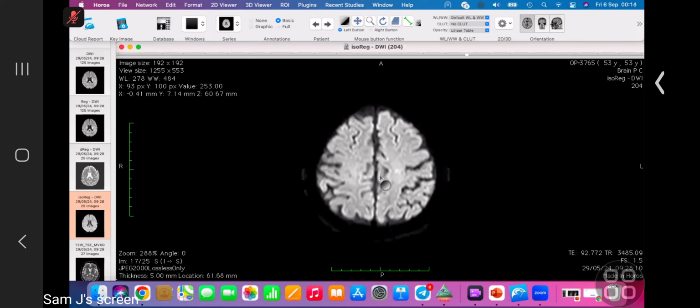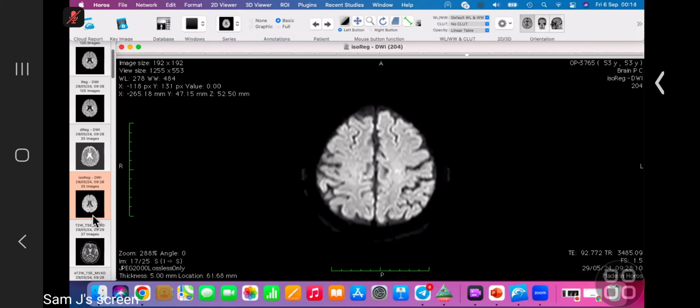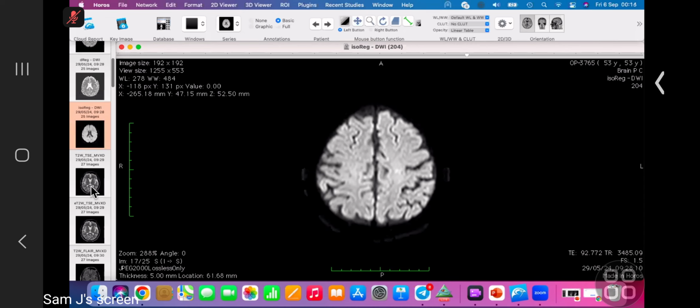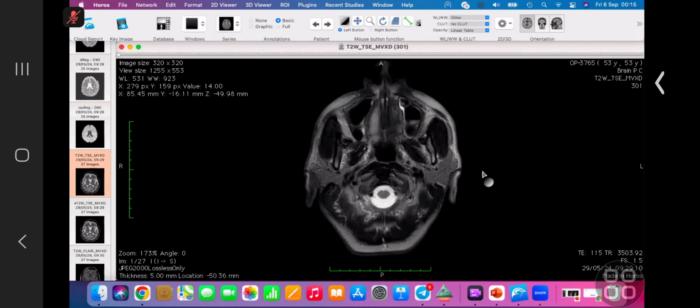Let me just open it for just a second. Let me drag it and pull it up. That's the T2. Yes. Can quickly scroll.